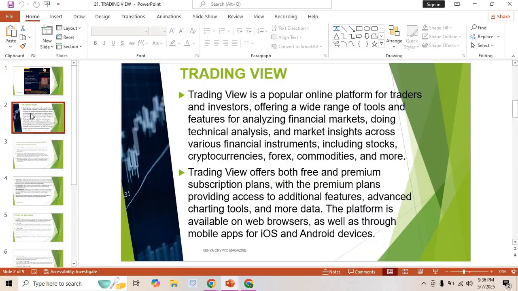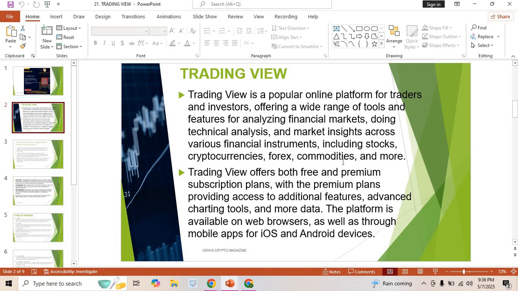So what you're supposed to cover tonight is TradingView. TradingView is a popular online platform for traders and investors, offering a wide range of tools and features for analyzing the financial market. So yesterday we said that the financial markets are things like stocks, cryptocurrencies, forex, commodities. All those are what we call the financial market.